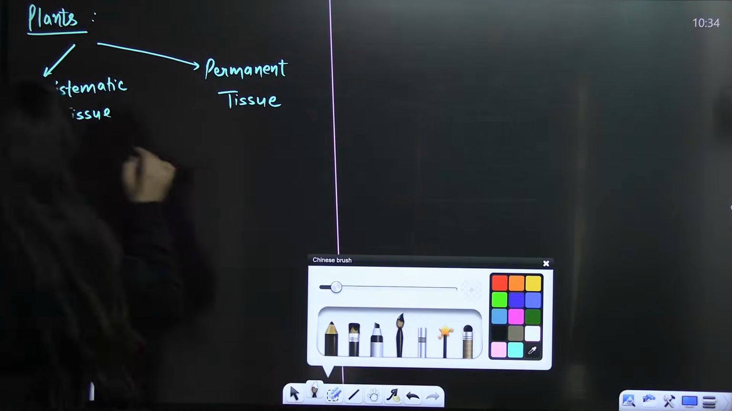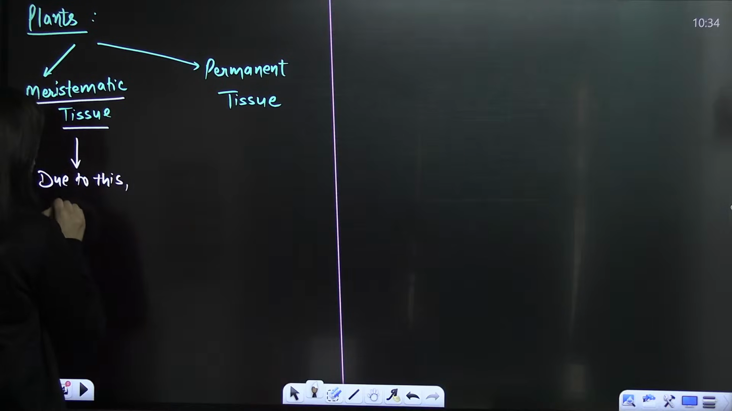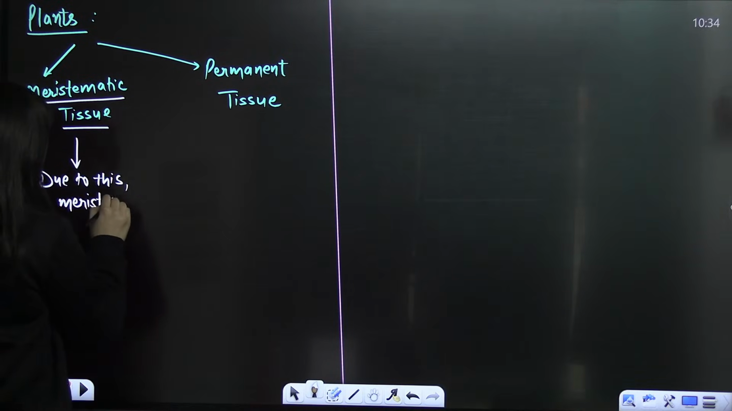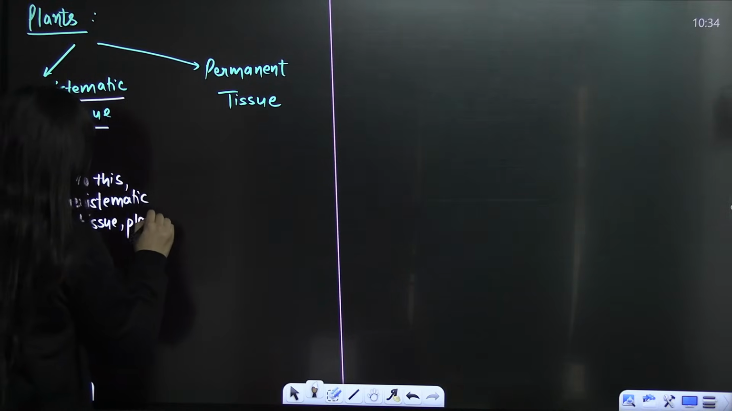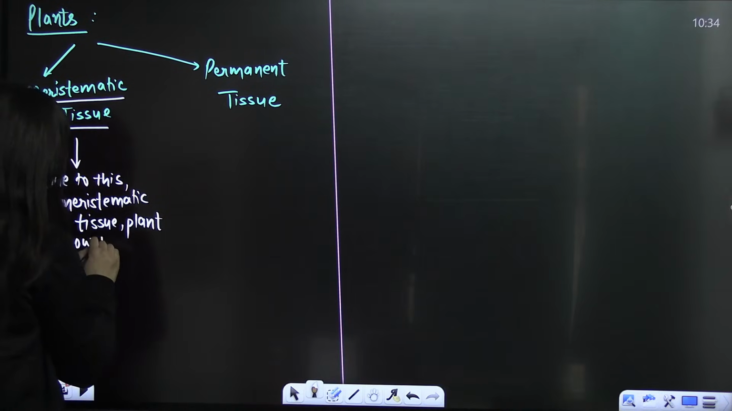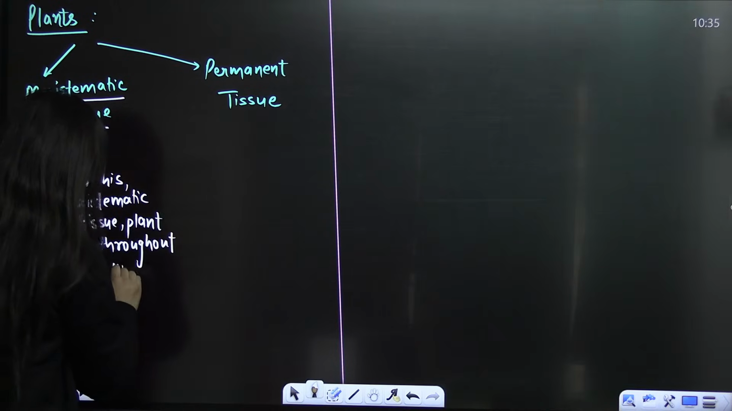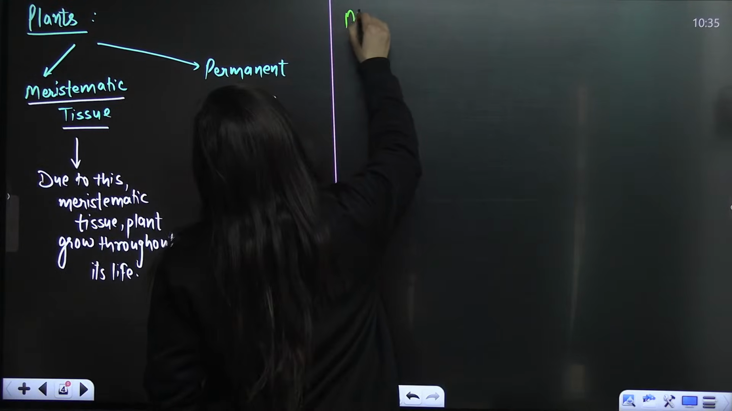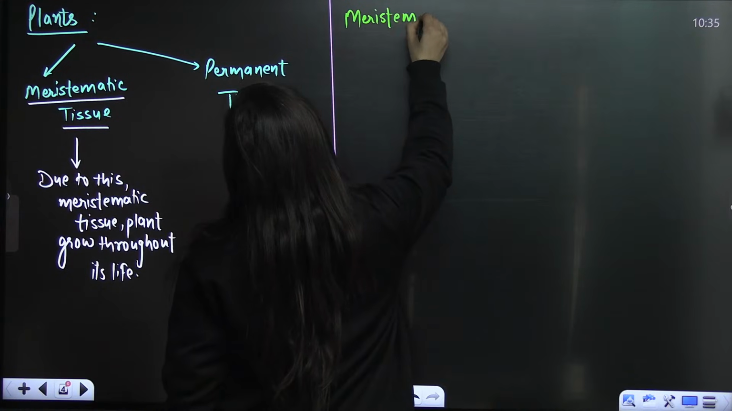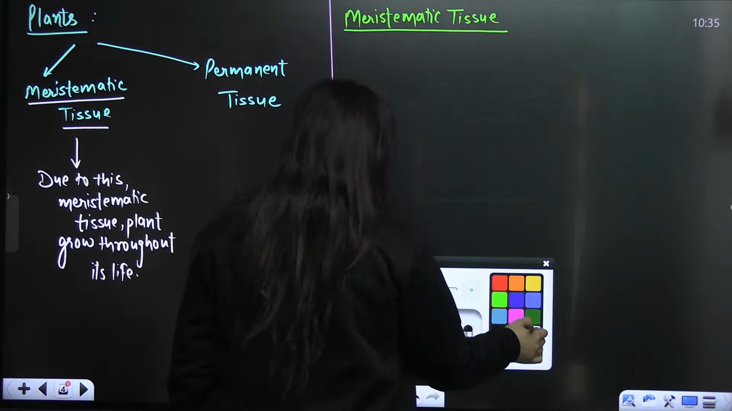So when you talk about the meristematic tissue, you know that due to this meristematic tissue, plants grow throughout their life. Plants grow throughout their life due to this meristematic tissue. So what exactly is the meristematic tissue? Let me discuss that with all of you.